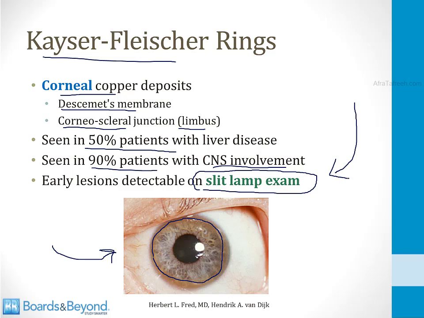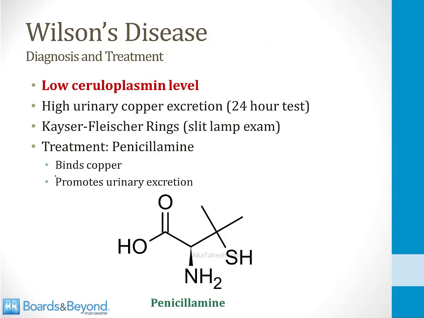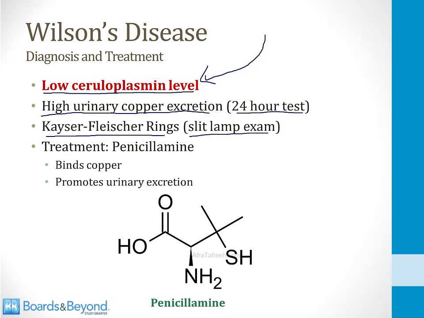Many students will choose a liver function test, but in fact, if you choose an eye exam, you can make the diagnosis by seeing Kaiser-Fleischer rings. So the three characteristic tests that are used for diagnosis are first a low ceruloplasmin level. As I told you before, this is a hallmark of Wilson's disease. A high urinary copper excretion. This is a 24-hour test. You collect the urine and analyze it for the amount of copper. And then finally the slit lamp exam to look for the presence of Kaiser-Fleischer rings.